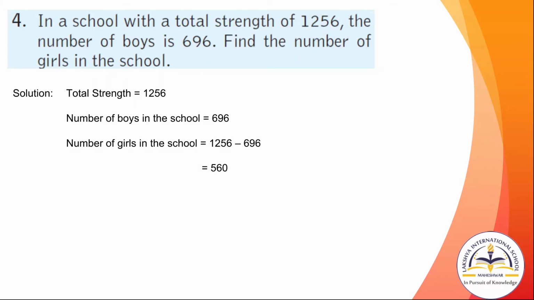Question number 4, in a school with a total strength of 1256, the boys are 696. Find the number of girls in the school. So total strength is 1256 and the number of boys is 696. How can you find the girls? Total minus boys. So total is 1256 minus 696. The remaining is girls. Okay, so this is our answer.